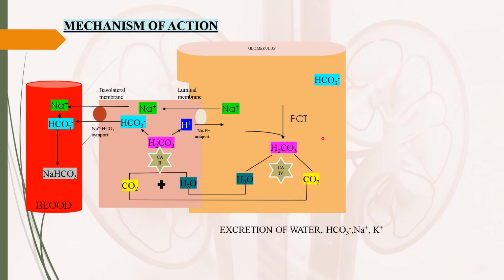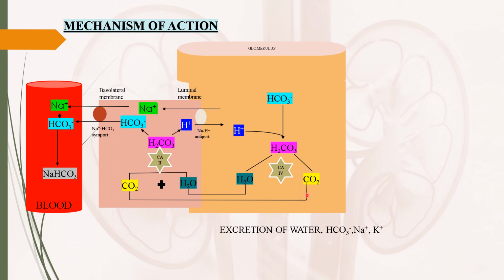Coming to the mechanism of action, these drugs act in the PCT. Before going to the mechanism of action of carbonic anhydrase inhibitors, let us see the normal physiological mechanism occurring in this region. Here on the luminal membrane of epithelial cell, there is sodium hydrogen ion antiporter that transports sodium ions from PCT into the epithelial cell, and in exchange with this, hydrogen ions are secreted into PCT. These ions react with bicarbonate ions of glomerular filtrate to form carbonic acid. Carbonic acid then dissociates into carbon dioxide and water in the presence of enzyme carbonic anhydrase type 4.